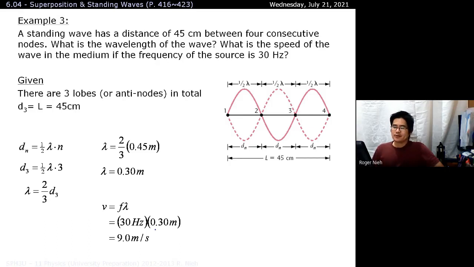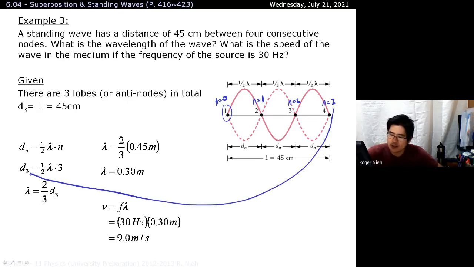Now, n depends on how you want to count it. Students are asking, what should you treat n as? I'd say it makes more sense to count n as the number of antinodes, because logically, when you have one node, do you have a wave? You need at least 2 nodes for that standing wave to exist. So logically speaking, this one is n equal to 0, for your 0th one. Then the distance between 2 consecutive nodes is n equal to 1. This one in your mind would be n equal to 2, and this one n equal to 3. And that's where the 3 comes from.